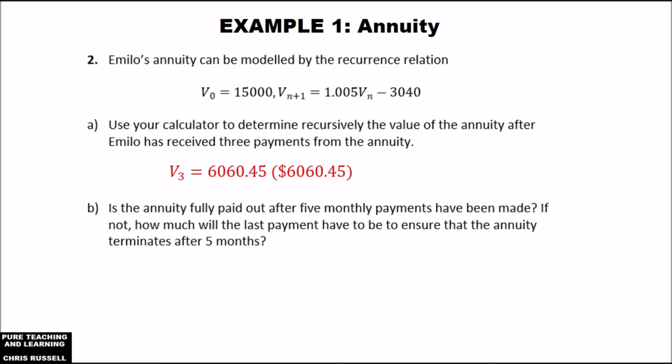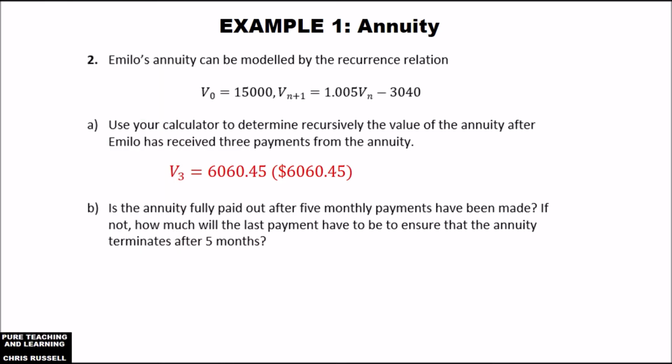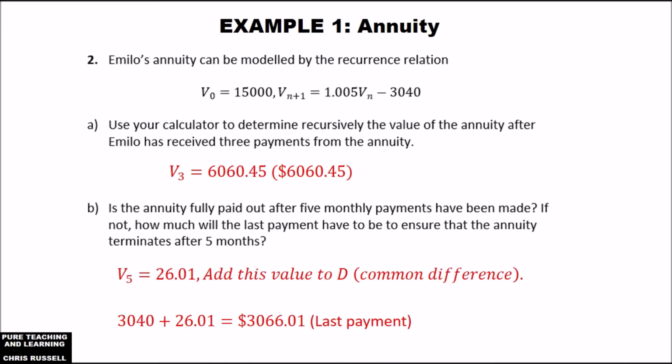Is the annuity fully paid out after 5 monthly payments have been made? So let's have a look. We go down to 5 and we see that it's $26 and to 2 decimal places 1 cent. So the answer is no. So if not, how much will the last payment have to be to ensure that the annuity terminates after 5 months? In this case, we have to add it on to the common difference, and therefore it ends up being $3,066.01, and that's the last payment.